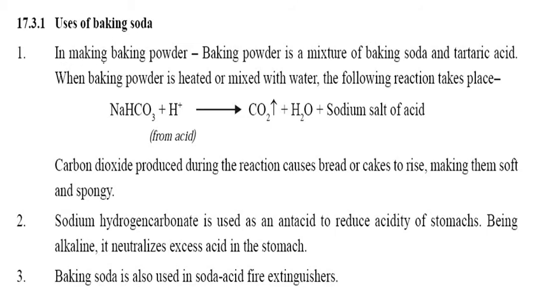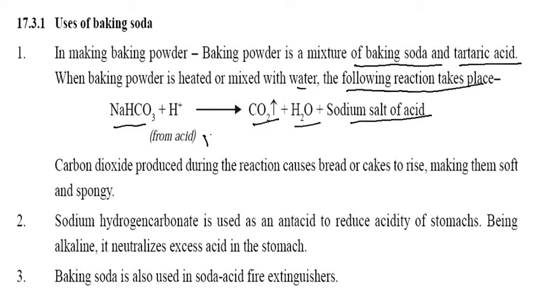Now, uses of baking soda. The first one is making baking powder. Baking powder is a mixture of baking soda and tartaric acid. Always remember, it is a mixture of baking soda and tartaric acid. When baking powder is mixed with water and heated, the following reaction takes place. Sodium bicarbonate reacts with an acid, such as HCl, to form carbon dioxide, water and the sodium salt of that acid, here NaCl. The carbon dioxide produced during this reaction causes bread and cakes to rise, making them soft and spongy.